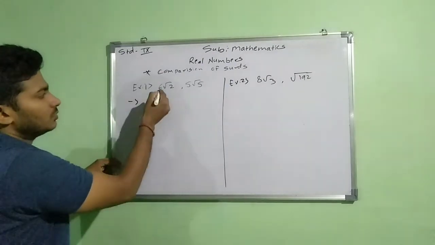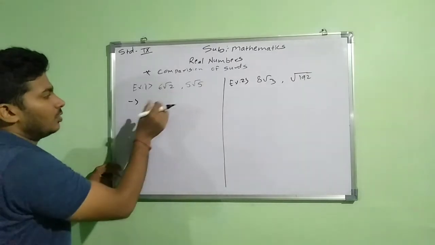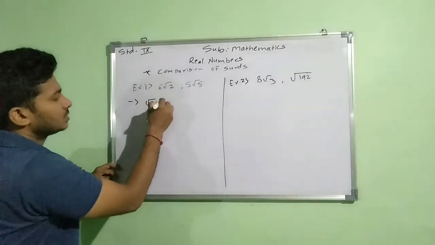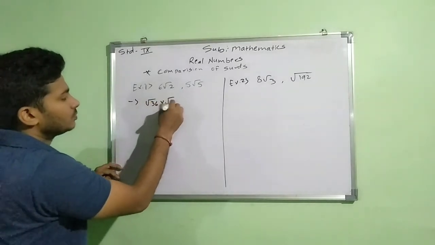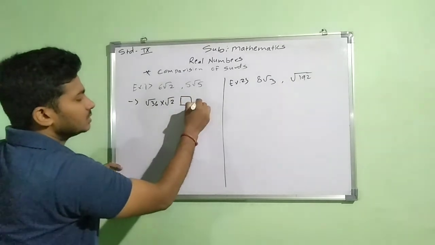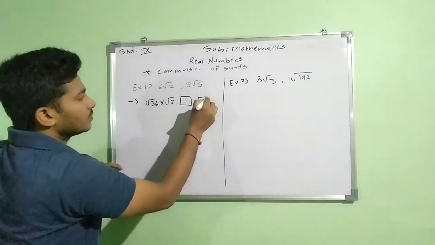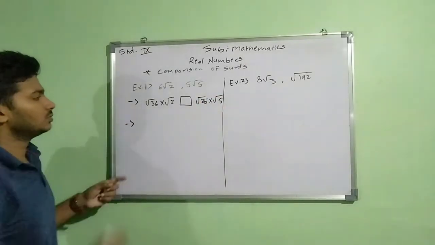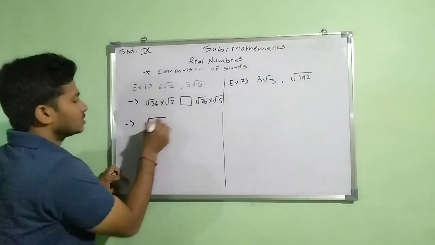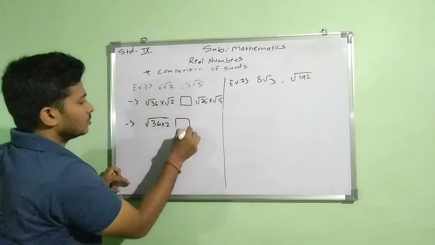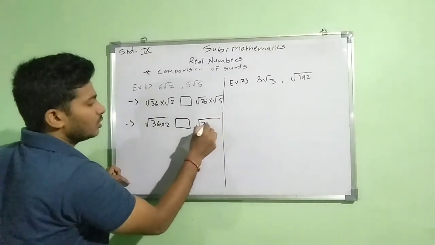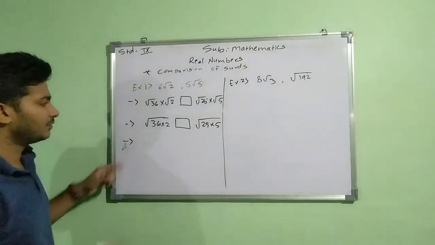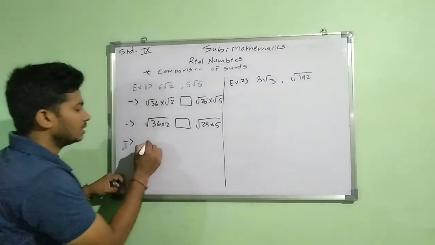For doing the comparison, we have to write them in the form of a single root. That means we can write square root of 36 multiplication square root of 2, and square root of 25 multiplication square root of 5. Now we can write this term as square root of 36 into 2, and here square root of 25 into 5. If you multiply 36 by 2, we will get square root of 72.